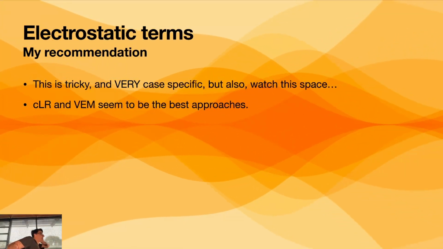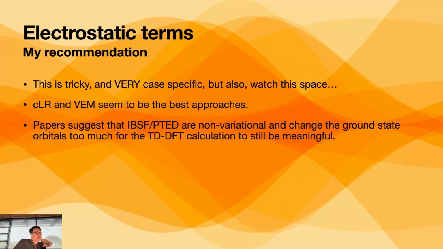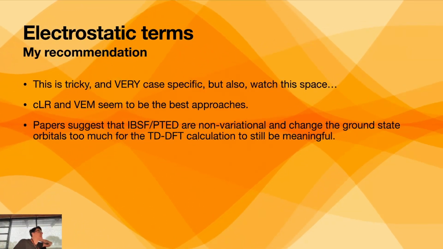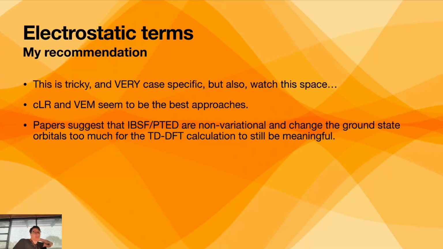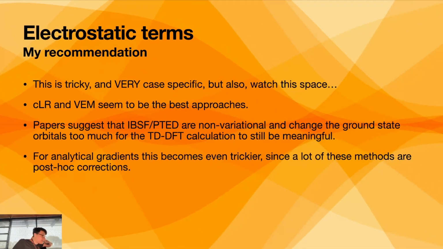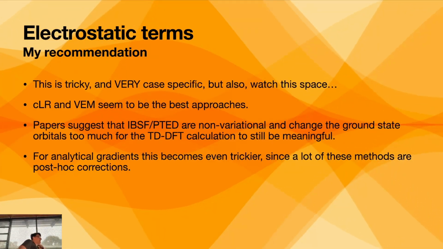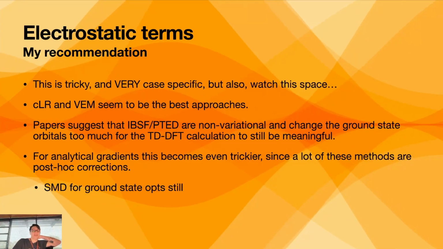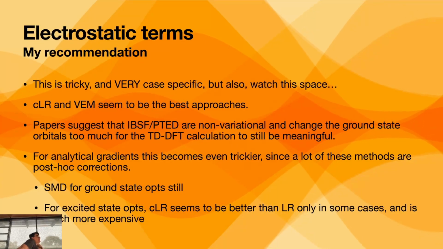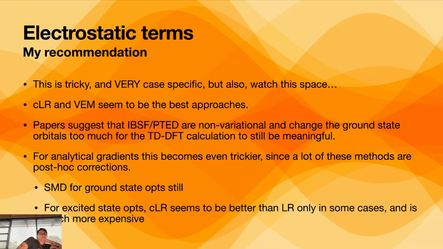There's more to come. Corrected CLR and VEM seem to be the best approaches here. Papers suggest that IBSF, PTED are non-variational and change the ground state orbitals too much. So the TD-DFT calculation becomes less meaningful. And analytical gradients are more tricky because most of these are corrections, not analytical solutions. So SMD is still the best for ground state optimizations. For excited state, corrected linear response seems to be better than linear response only in some cases, but is far more expensive.